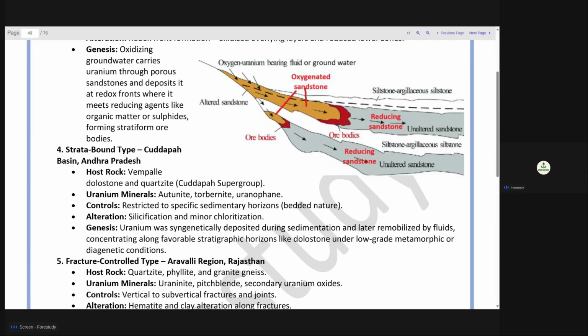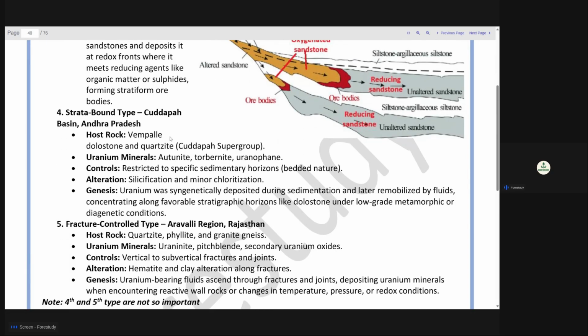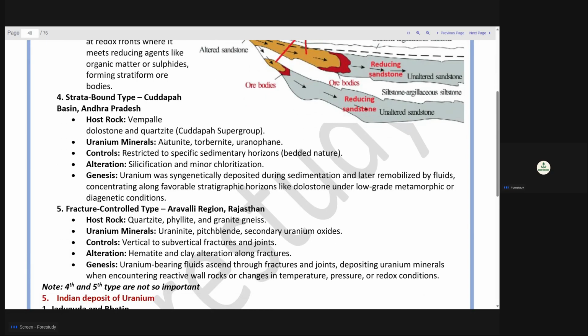So now we are in economic geology. So we have Vempalle Dolostone and Quartzite, autunite, torbanite, uranophane, restricted to specific sedimentary horizons, that is, bedded nature. Silicification and minor chloritization will be there. Genesis: uranium was syngenetically deposited during sedimentation and later remobilized by fluids, concentrating along favorable stratigraphic horizons like dolostone under low-grade metamorphic or diagenetic conditions. Okay, so this is the strata-bound Kadapa basin.